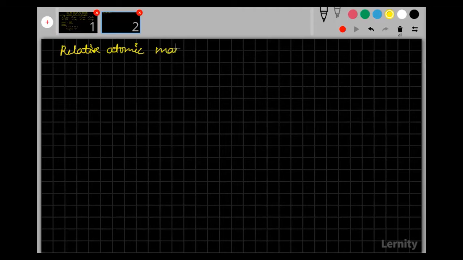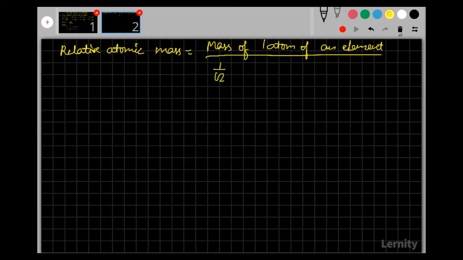Okay, so what is relative atomic mass? Relative atomic mass is given by the mass of one atom of an element divided by 1/12 the mass of one carbon atom. Actually, that is the carbon-12 atom, right? So this is how we have it.